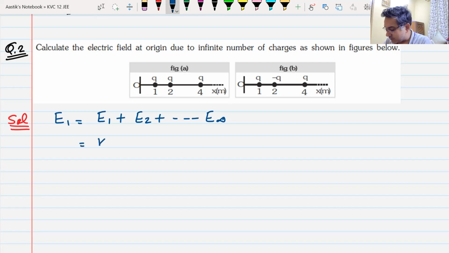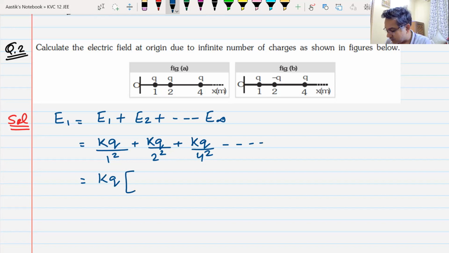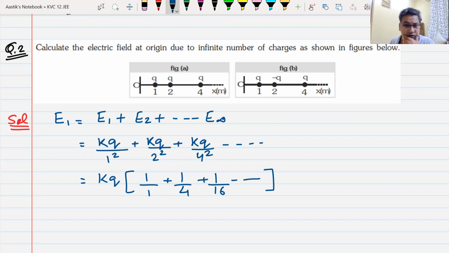Now, the electric field due to the first charge will be kq by 1 square. Plus the electric field due to the second charge will be kq by 2 square, and 2 is double of 1, so plus the next field will be kq by 4 square. Yes or no? And so on. Yes, sir. It's an infinite series. kq comes out, 1 plus 1 by 4 plus 1 by 16 and so on. I told you this is a question of maths, not a question of physics.